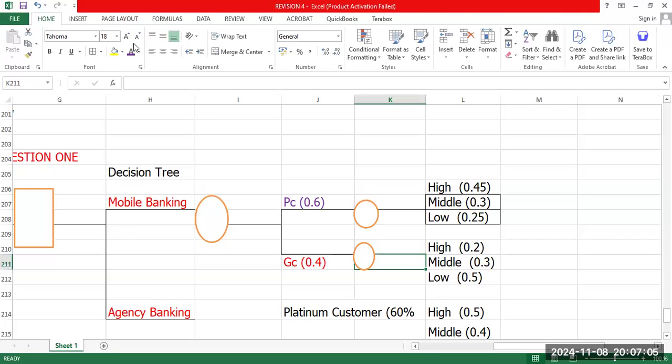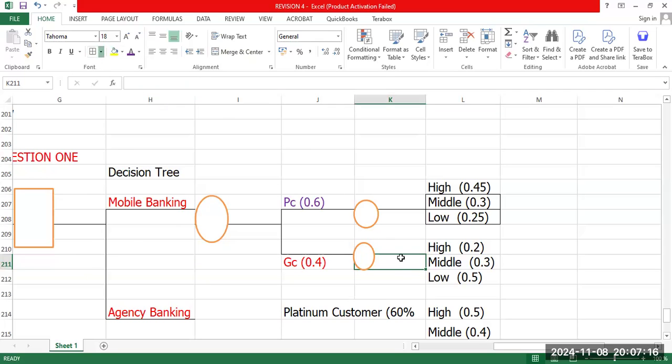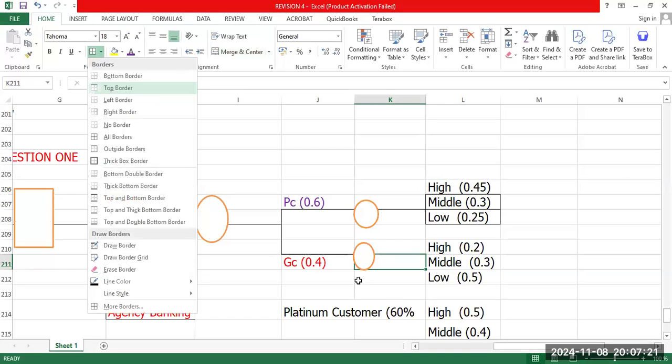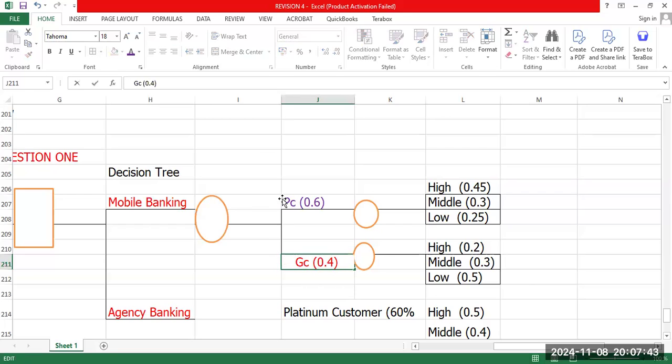You should know the reason why I'm introducing these circles to present my states of nature. Remember, the question takes 26 marks. Don't joke with those questions. You must be knowing how to draw your decision tree. So I'm done with mobile banking.